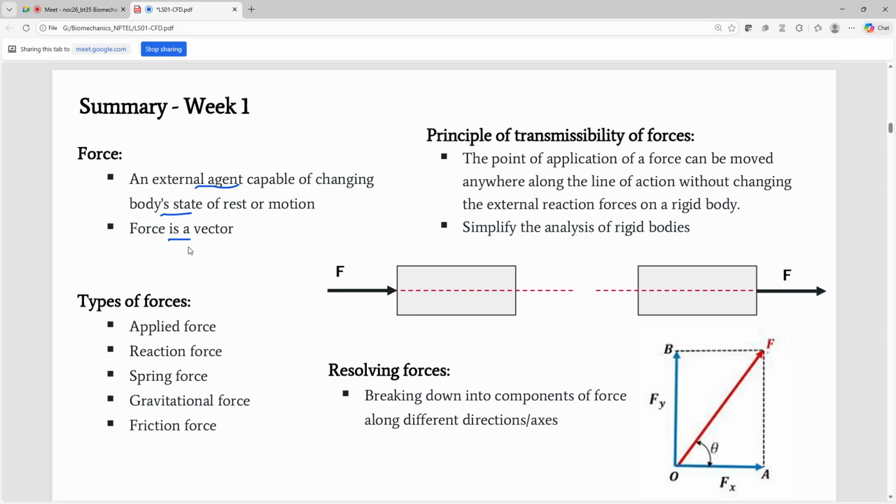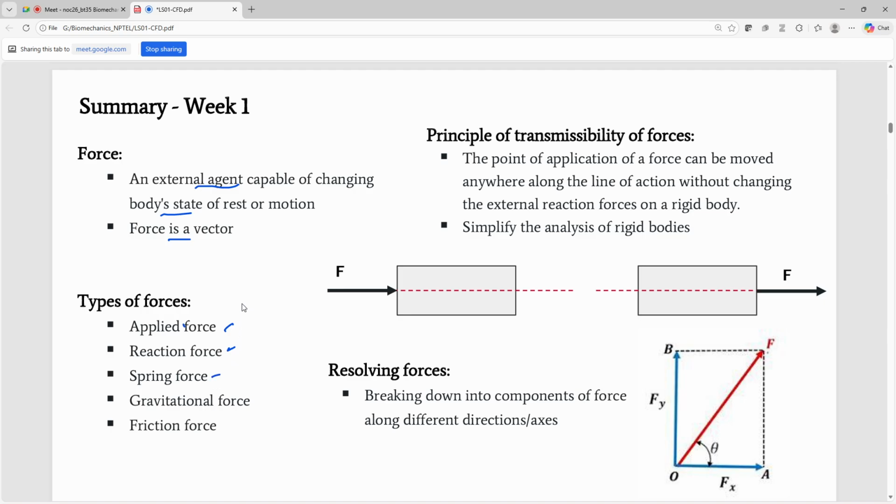Some simple types of forces we will be dealing with in this course are, first, applied force, that is the force applied externally or internally to that particular link or bone. The other is reaction force, which is equal and opposite to the applied force, developing to oppose the applied force.